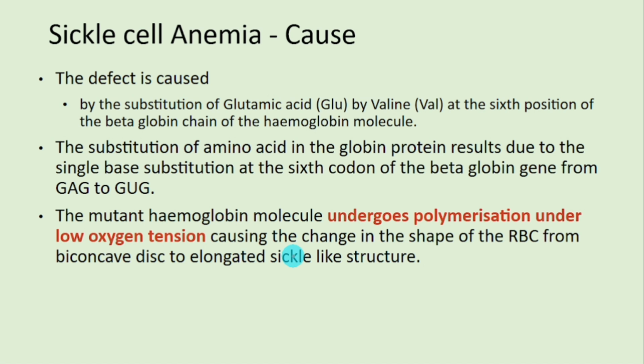You should remember the substitution of amino acid, which amino acid is replaced. Glutamic acid is replaced by valine. What is the position, which chain of hemoglobin, and then what happens due to this mutation. The effect on hemoglobin: it undergoes polymerization under low oxygen tension, and this causes a change in the shape of the RBC, from a biconcave disc to an elongated sickle-like structure. So there are a lot of points. Make a note of it.